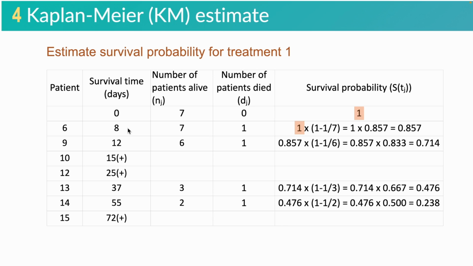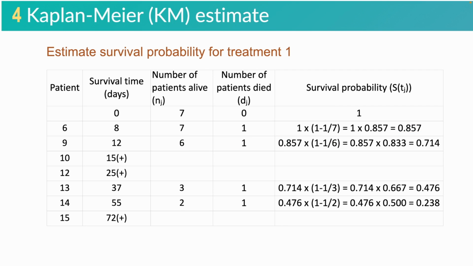At day 8, the survival probability is calculated by multiplying the survival probability at time 0, that is 1, with 1 minus 1/7. 1 here is the number of patients died at day 8, and 7 is the number of patients alive at day 8. At day 12, the survival probability is calculated by multiplying the survival probability at day 8 with 1 minus 1/6. 1 here is the number of patients died at day 12, and 6 is the number of patients alive at day 12.